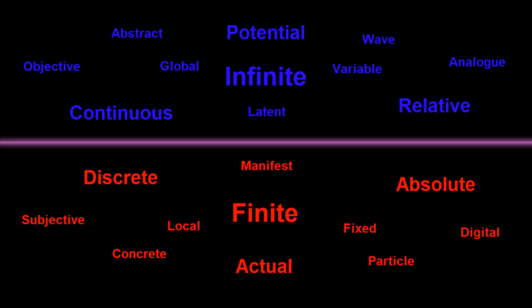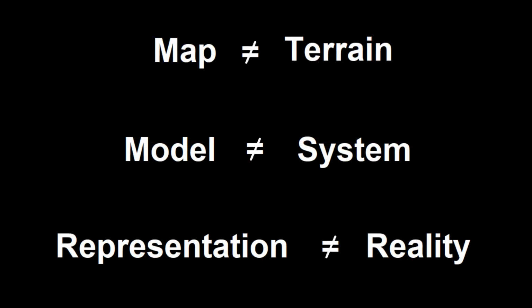What is a frame-dependent displacement, and what does it have to do with the speed of light? Our map is not the terrain. Our model is not the system. Our representation is not the reality.